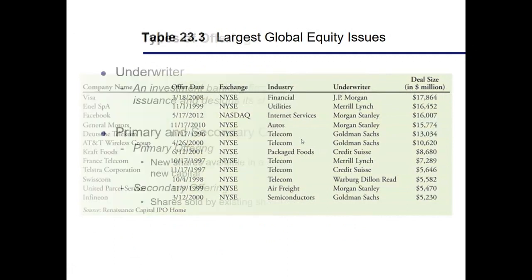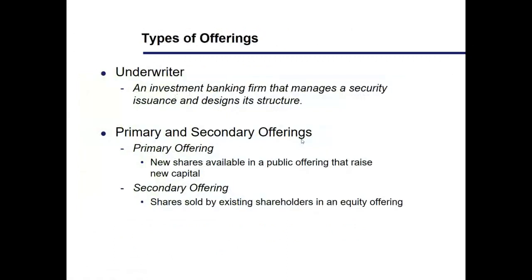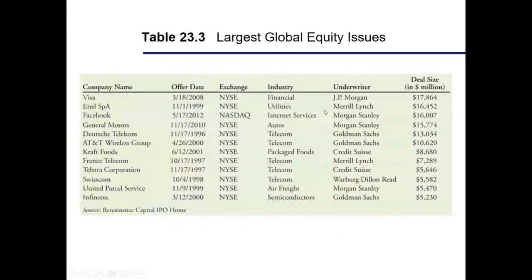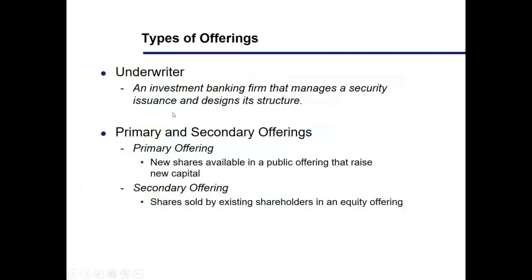So most of our students in finance at the SCP, as I told you at the beginning of the class, work in these kinds of investment banks, who do the underwriting. So an underwriter is an investment banking firm that manages a security issuance and designs its structure. You can do the primary offering, new shares available in the public offering that raise new capital, and the secondary offer, where shares are sold by existing shareholders in an equity offering.